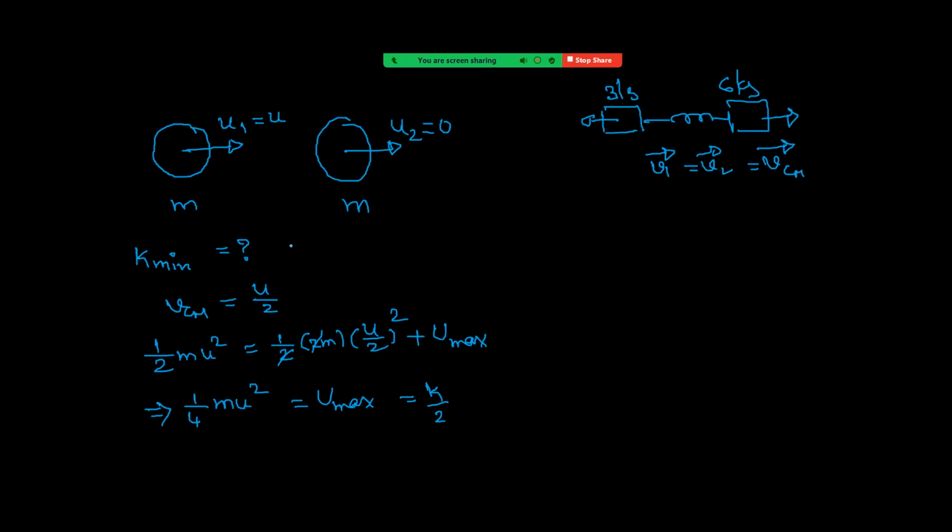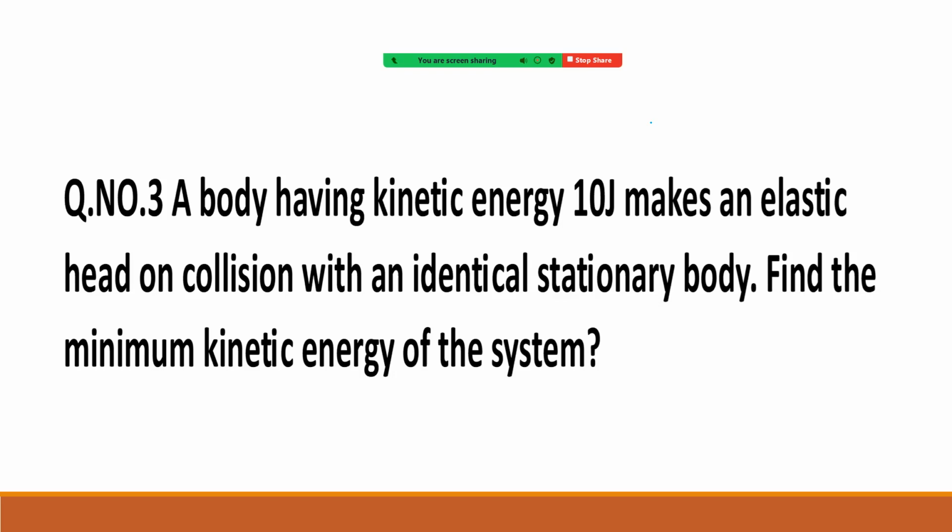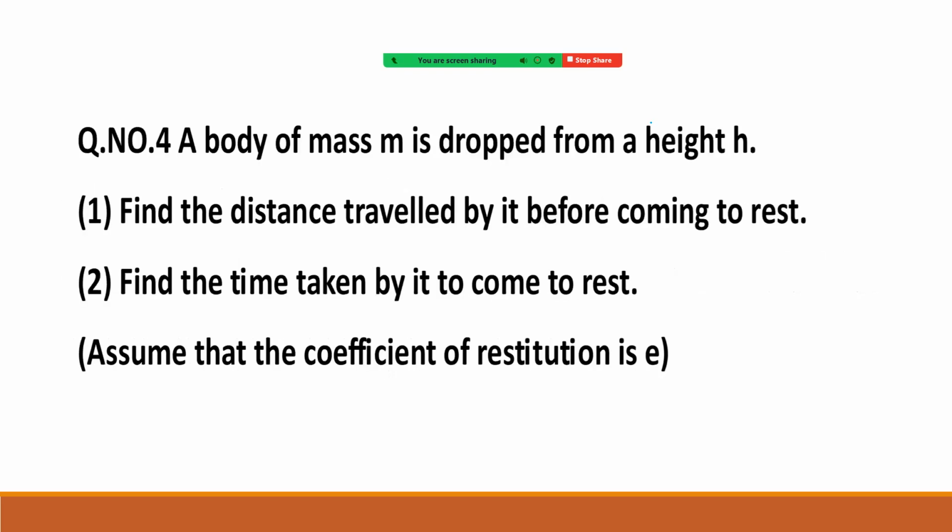Therefore, minimum kinetic energy is equal to half of its initial value. Given K value 10, right? And a half means it becomes 5 joule. That is the answer, right? So just comparing with this problem which we have learned in center of mass, while discussing the center of mass frame. Okay, right. Let us see the next problem.